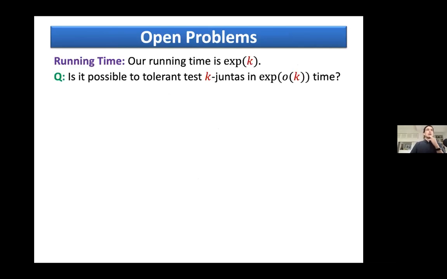Okay, let me mention a few open problems. The first is about running time. Our running time is exponential in k. Our number of queries is exponential in square root k. Can we get our running time to be better than exponential in k? And in fact, we believe that there is an inherent difficulty here, because it seems that the problem of finding the best k-junta is somewhat related to hardness of approximation results, but we were not able to show it quite yet.